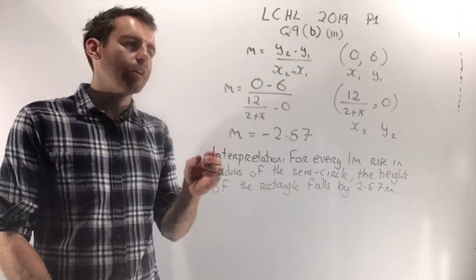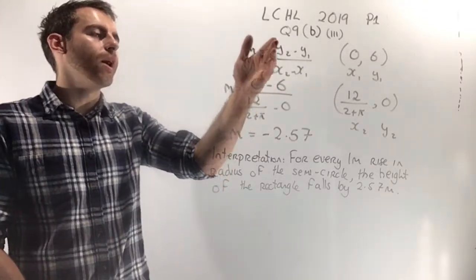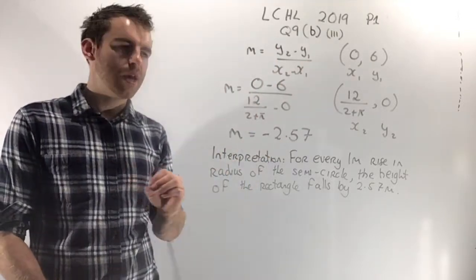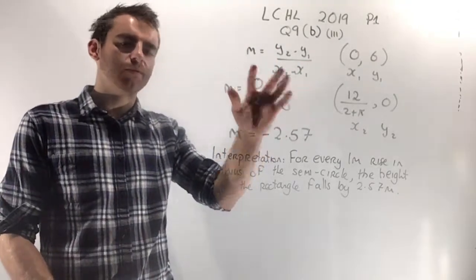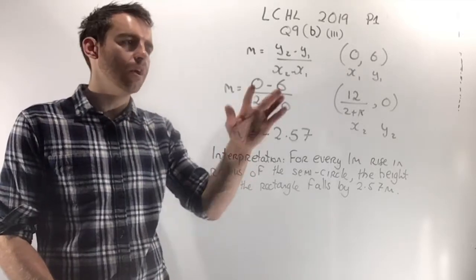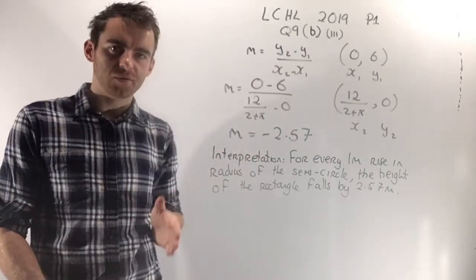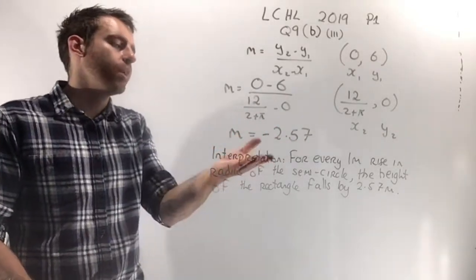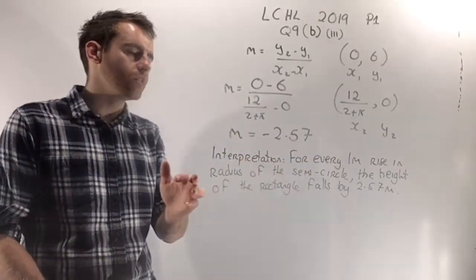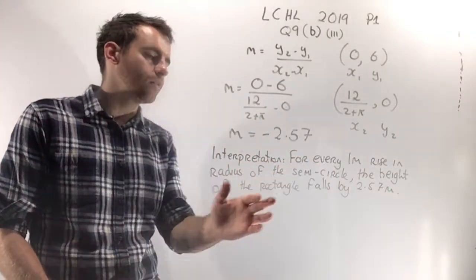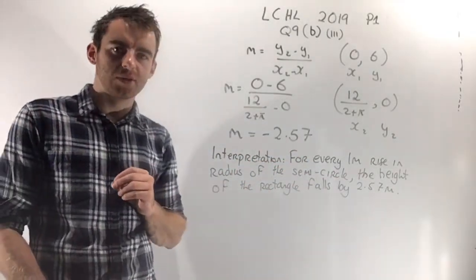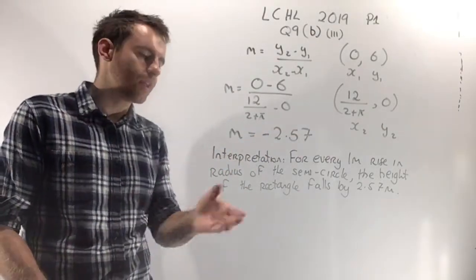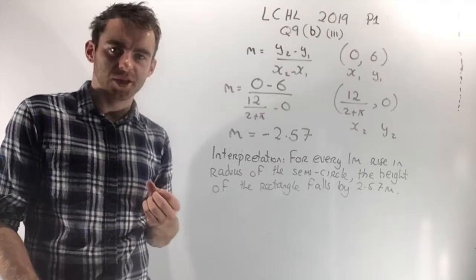Now, you should realise that when you're getting the slope, you're comparing the difference between the y values to the difference between the x values. And in this case, the x values refer to the radius of the semicircle and the y values refer to the height of the rectangle. So I can interpret my minus 2.57 by saying that for every 1 meter rise in the radius of the semicircle, the height of the rectangle falls by 2.57 meters. So that's what the minus 2.57 represents, and that's what I need to get the full marks for my interpretation.